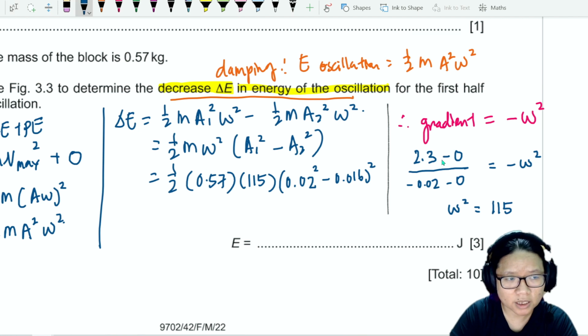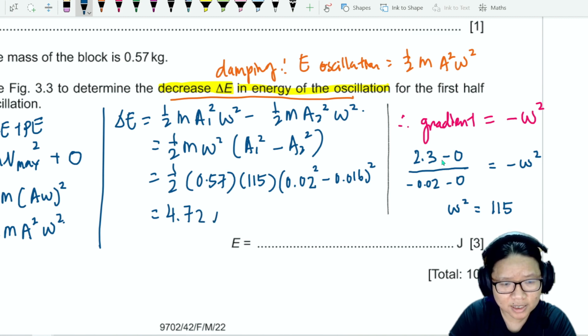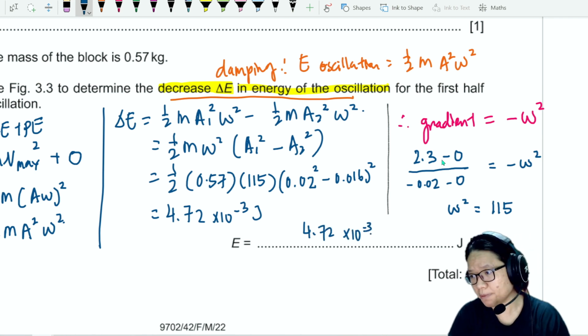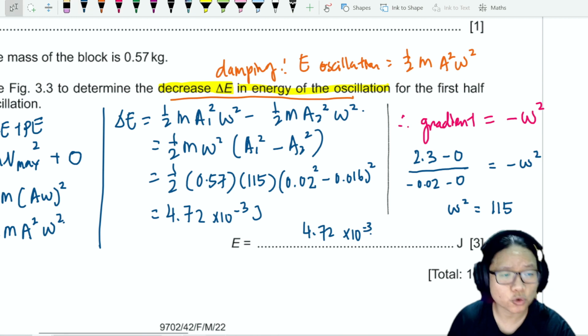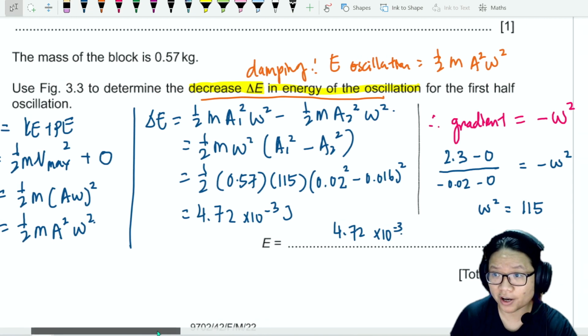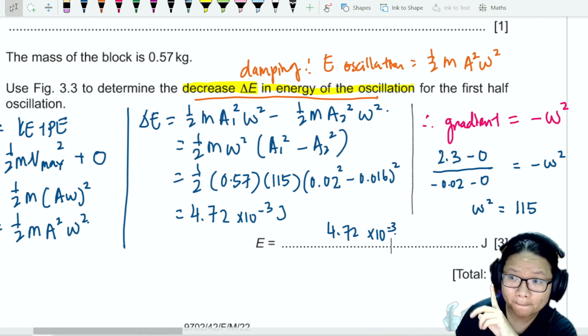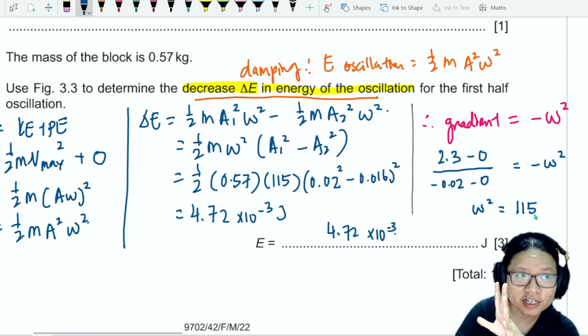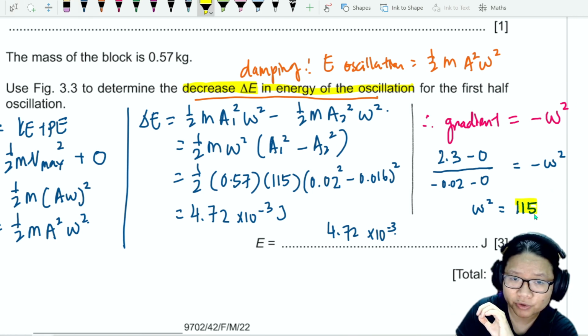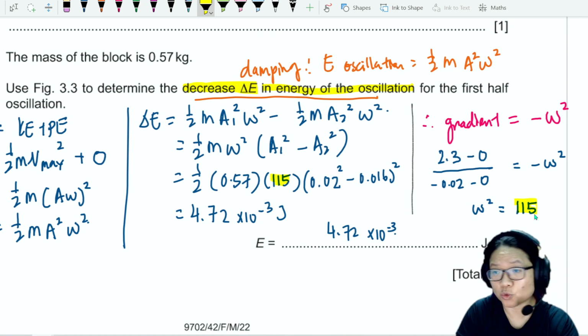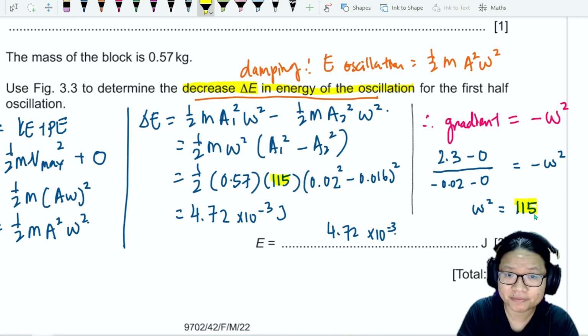And it will give me an answer of 4.727196 times 10 to the power of negative 3 joule. Okay, so if your answer is slightly different, it's okay. Just show your working very clearly how you find the gradient. Okay, and what value is your gradient? Whatever value of gradient you have, you substitute inside here, but it should be reasonably close to 115. Okay, so that's all.